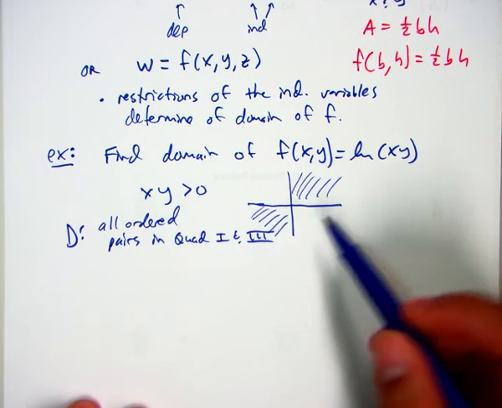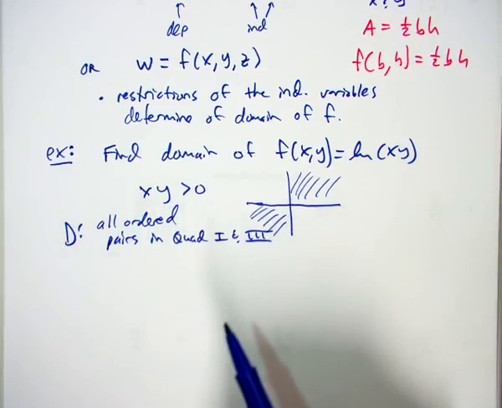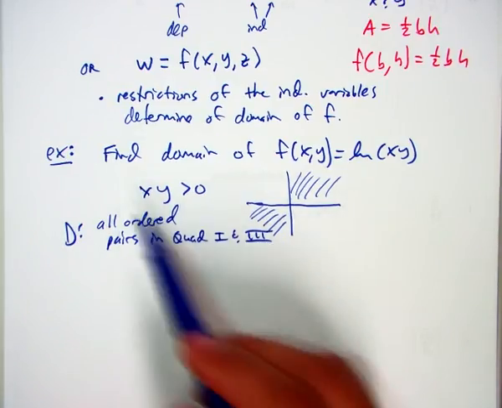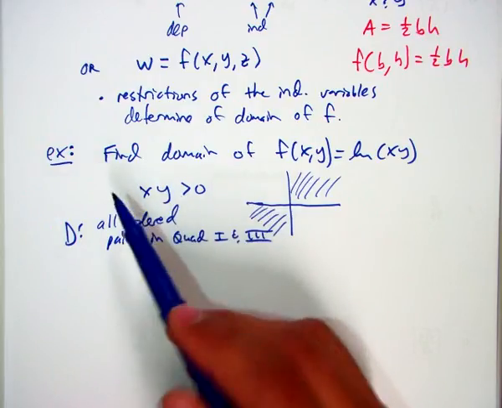So you could either sketch the domain, you could describe the domain, you could write it: all x, y such that xy is greater than 0. There's lots of ways to describe it.